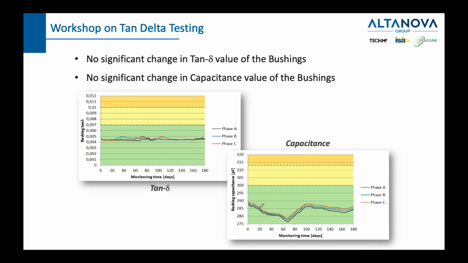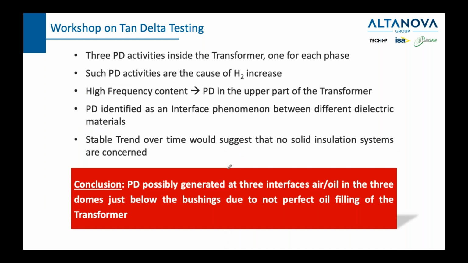Also, the capacitance, if it changes, it changes a little bit from 275 picofarad, let's say, to 290 picofarad, what we saw here. But what is important, they all change at the same time. So the ambient temperature and humidity somehow affects the measurement process a little bit, and we still see that the values are in hundreds of picofarad, as we said, which for a bushing should be the values. And what we realized is that there were three activities, symmetrical, I would say, in the transformer.